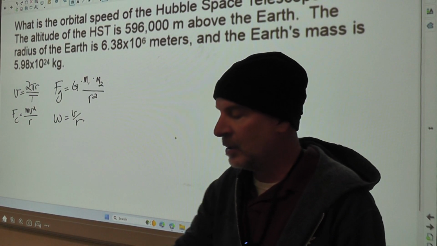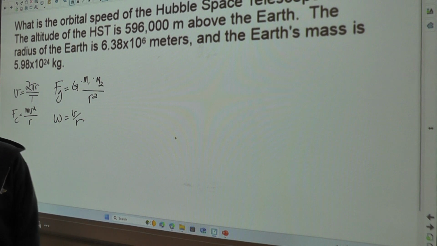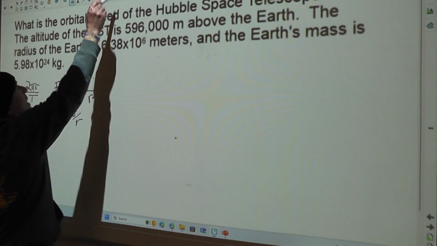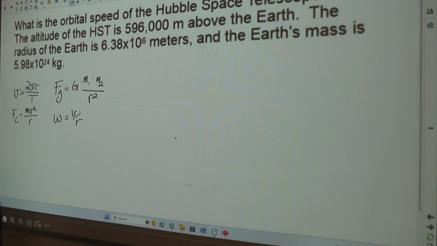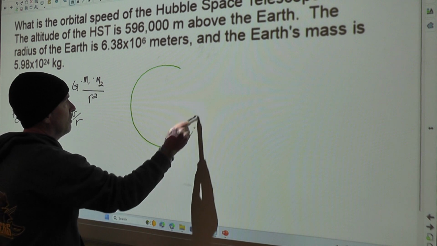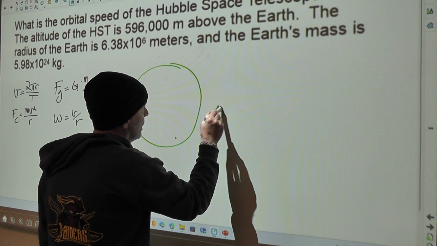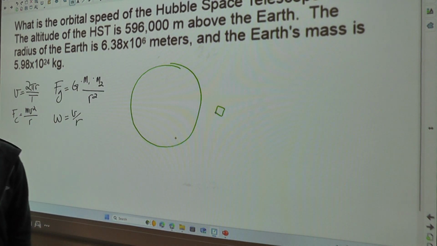Here's what I want you to recognize. First of all, there's a picture here that will really help us understand what's going on. And I can't draw it to scale for reasons that'll be obvious, but I'm going to draw it at least somewhat to scale. So here's the Earth, right here. And here is the Hubble Space Telescope, right here.